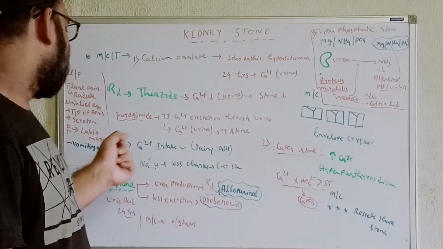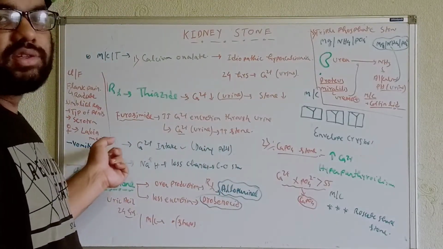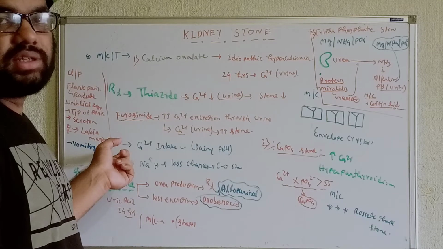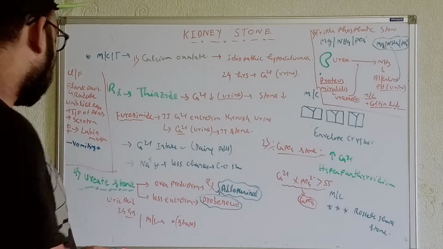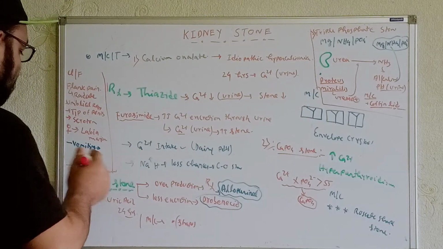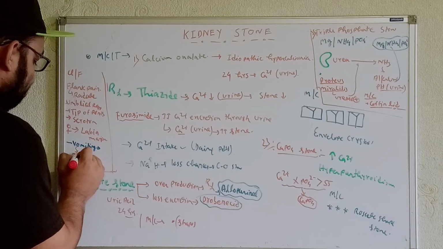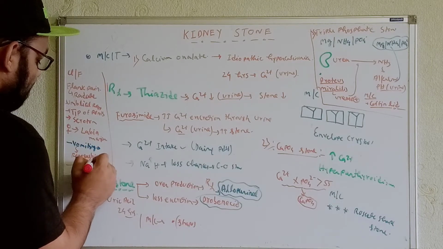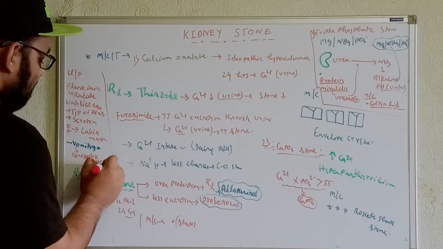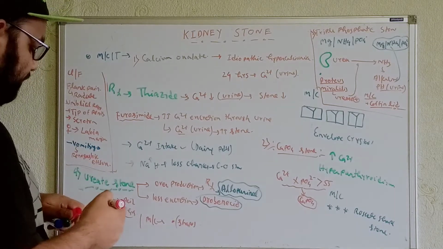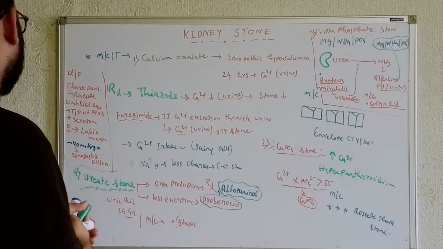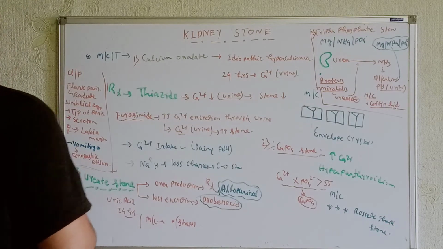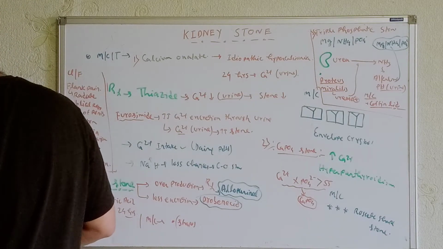That's why this type of vomiting is known as renogastric vomiting, or the renogastric reflex. Okay, so we get the vomiting, and we also get the flank pain that will radiate to different regions.